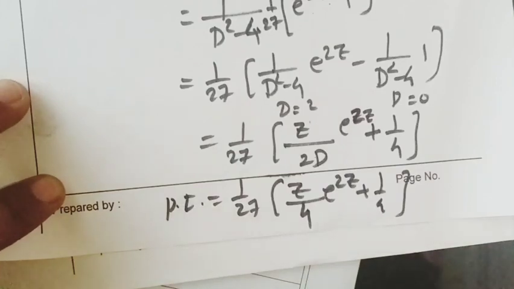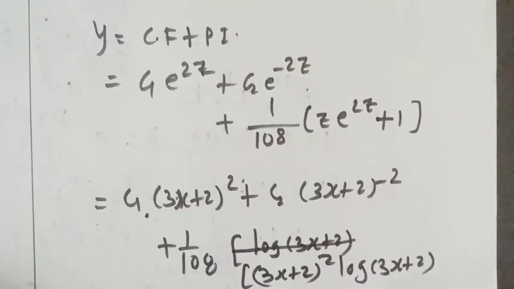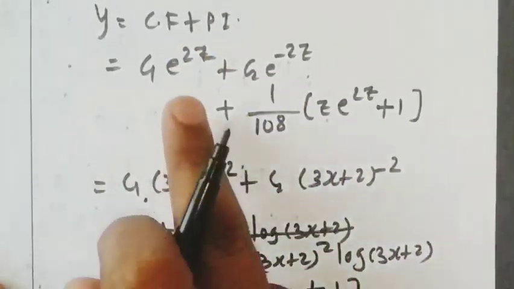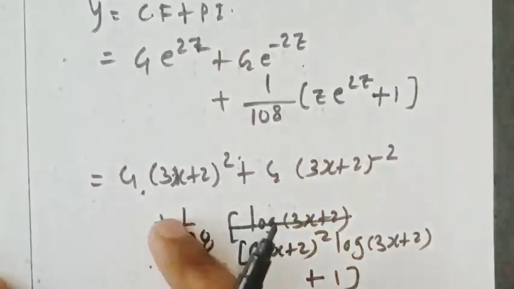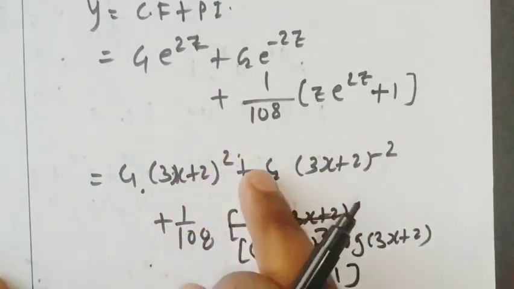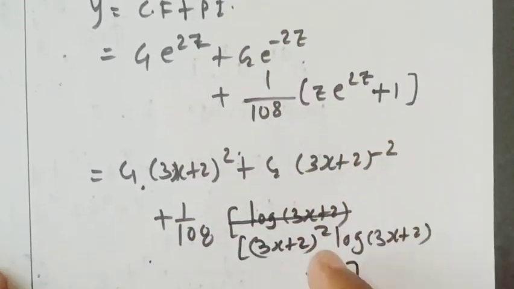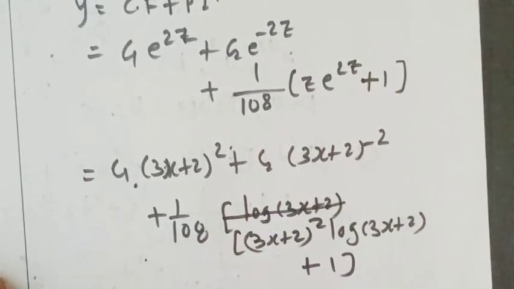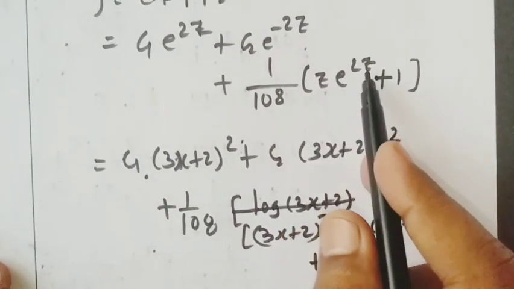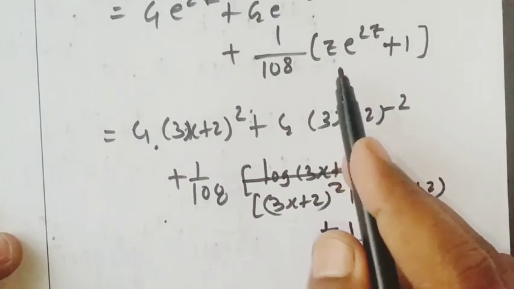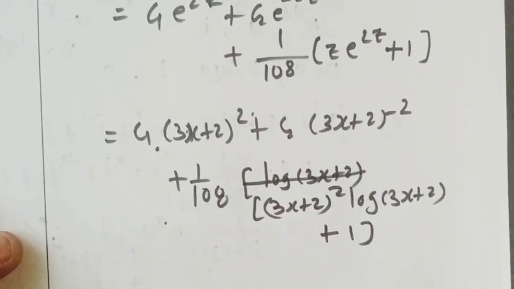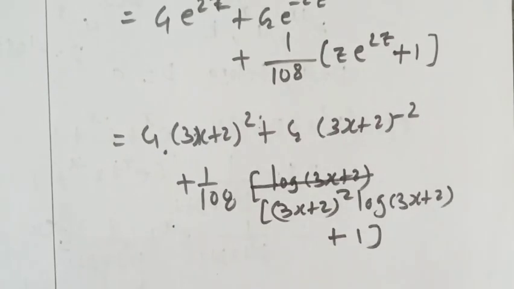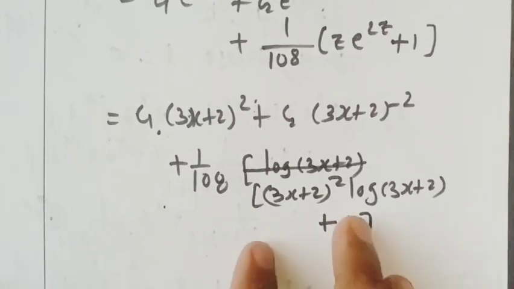Now CF and PI we are going to add. So after adding CF and PI, and after back substitution, e raised to 2z is the square of e raised to z. So e raised to z is 3x plus 2, its square. Here minus 2, therefore raised to minus 2. 1 by 108 z e raised to 2z. Okay, so e raised to 2z is (3x plus 2) square and z is log of (3x plus 2). Okay, so this is how you will get the solution. So this is the final solution.